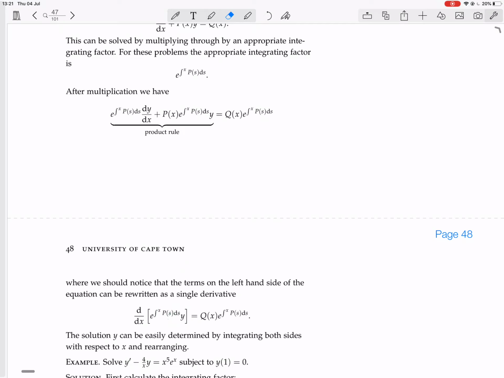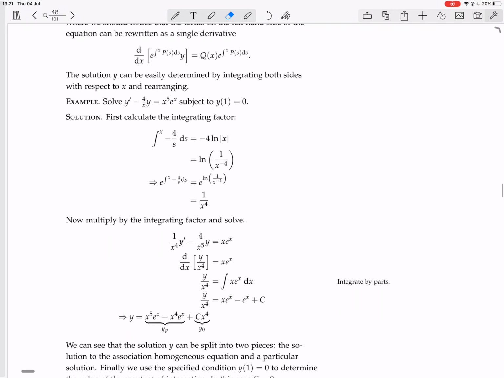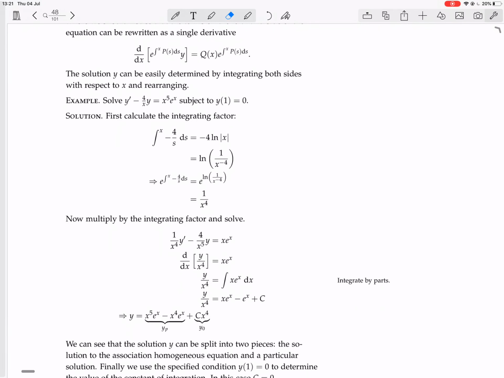Okay, so you can rewrite this whole thing as the derivative in terms of x of this product of that and that. And the right-hand side is still the same. Now you just integrate both sides. The derivative of this is equal to this, so the integral of this, which is just the thing inside here, is equal to the integral of this. So you need to integrate this. You integrate both sides, and then you rearrange to find what y is in terms of x.